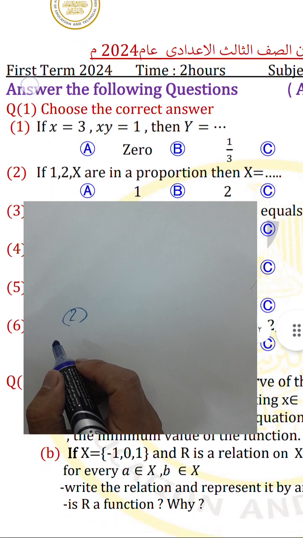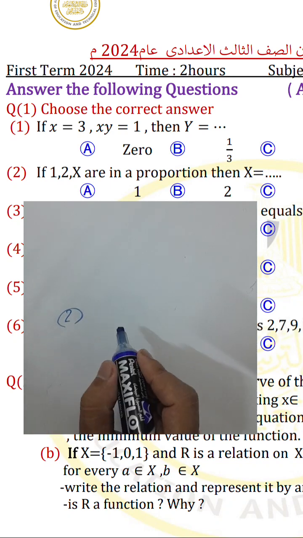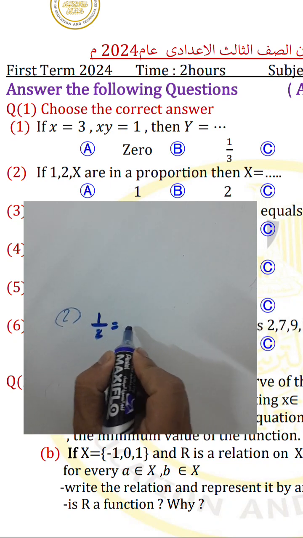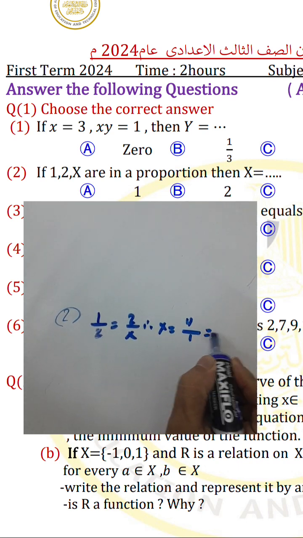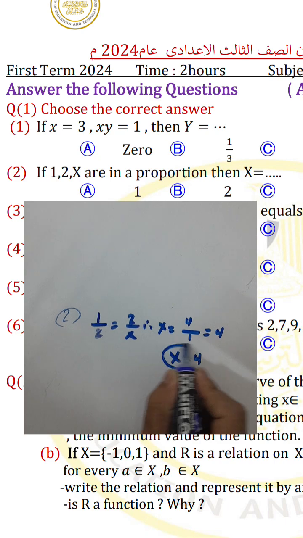Next, question number 2. If 1, 2, x are proportional, then x equals... We have 1 over 2 equals 2 over x. Then the value of x equals 2 times 2, which is 4 over 1, so it will be 4. Then the value of x will be equal to 4.